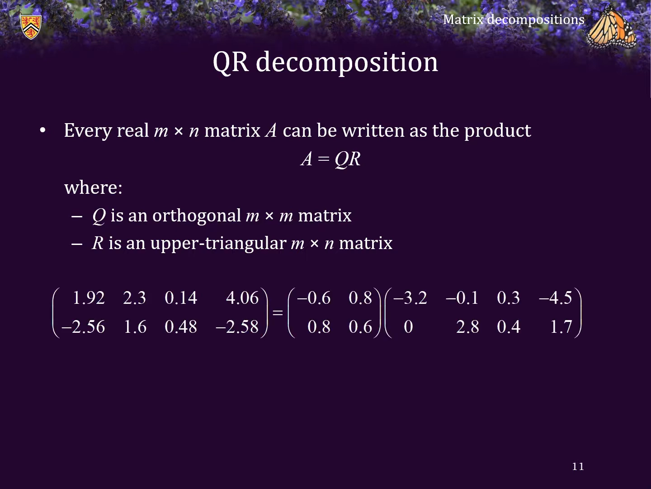So here's a simple example. On the left we have a 2 by 4 matrix, and it can be written as that rather simple orthogonal matrix. You will notice that both columns have a 2 norm equal to 1, and the two columns are orthogonal to each other. And on the right-hand side, we see an upper triangular matrix.